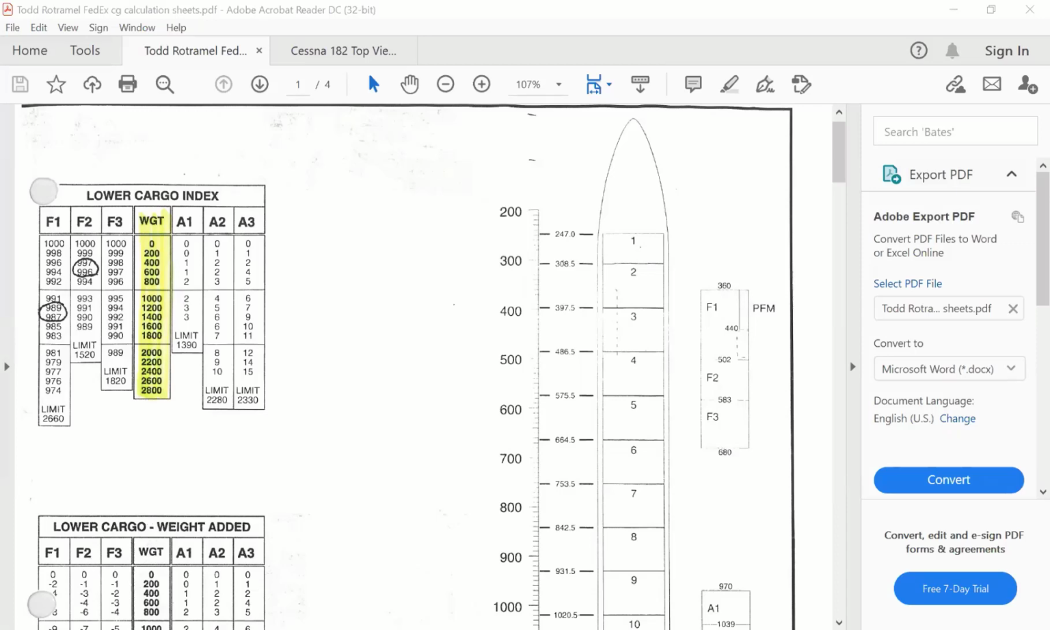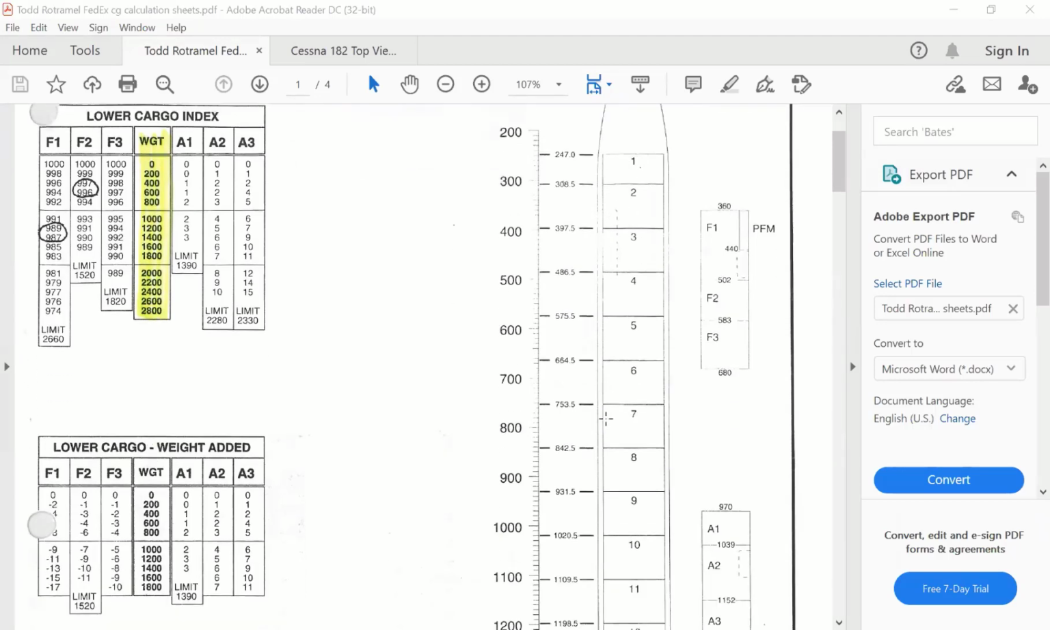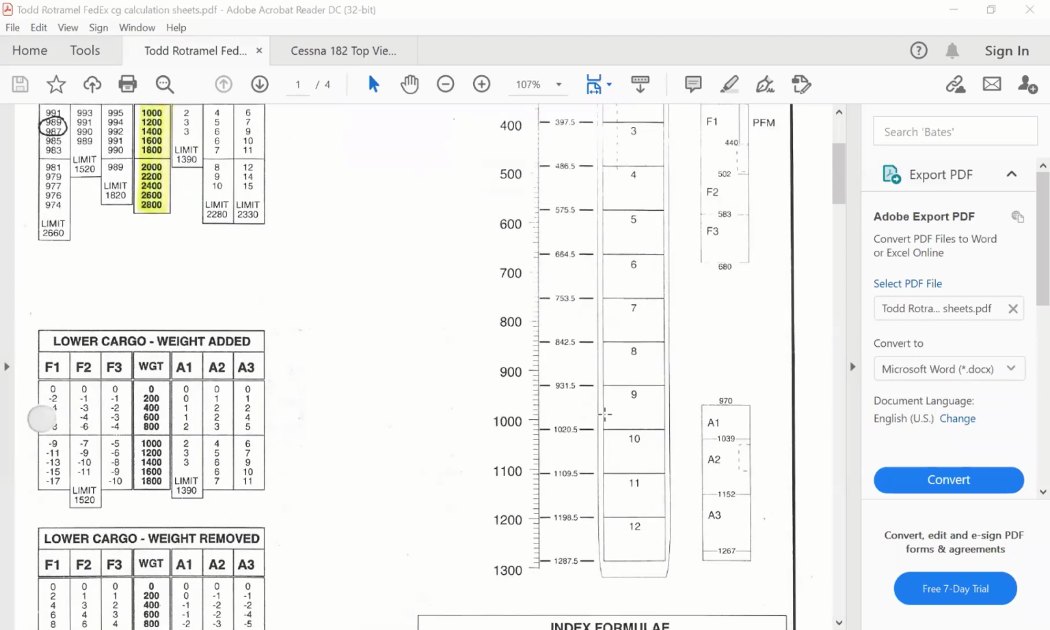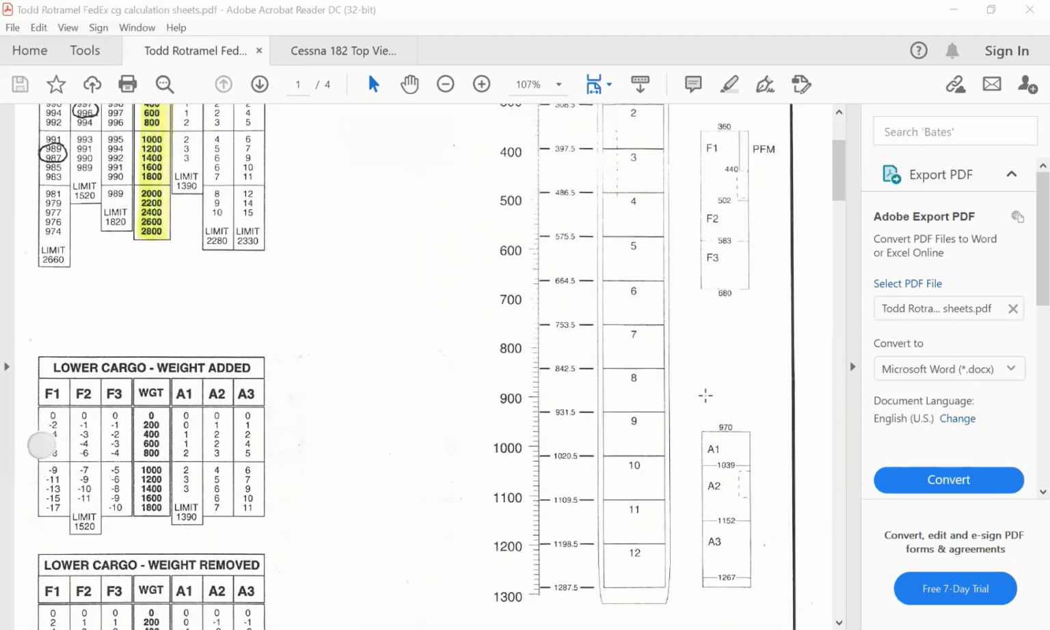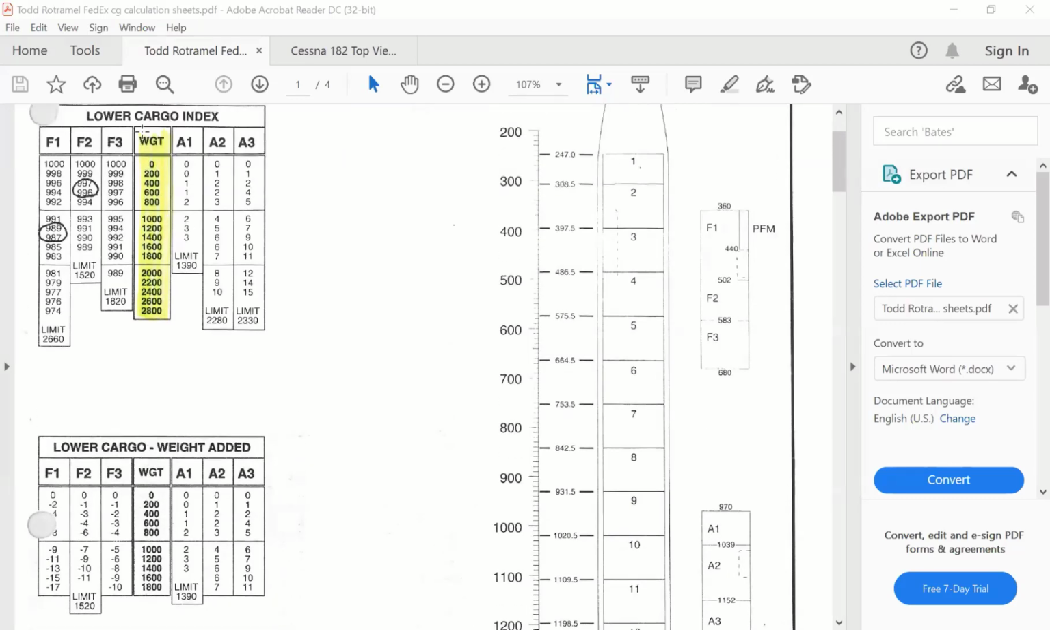Okay. So this is the first half of the page, first spreadsheet. And so what he did was he looked at this, and these are cargo compartments, 1, 2, 3, 4, and they're on the upper part of the airplane. And then there's lower cargo compartments, F1, F2, F3, A1, A2, A3. And they have numbers associated with them, which are really fuselage stations. Where are they located on the airplane? And what he did was he looked up the weight that was located in each cargo position.